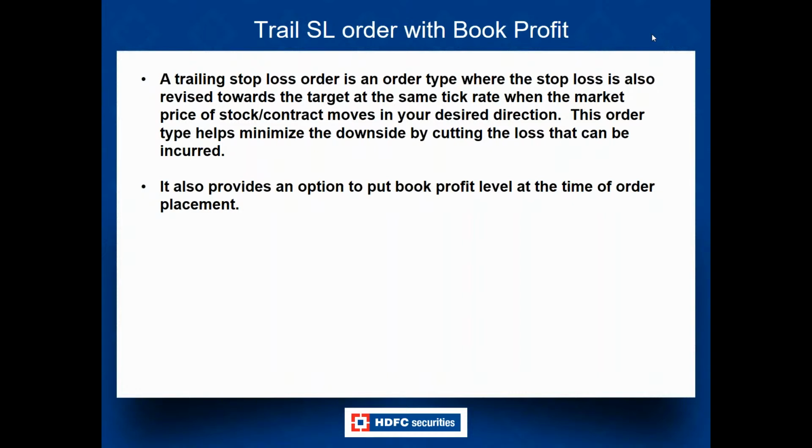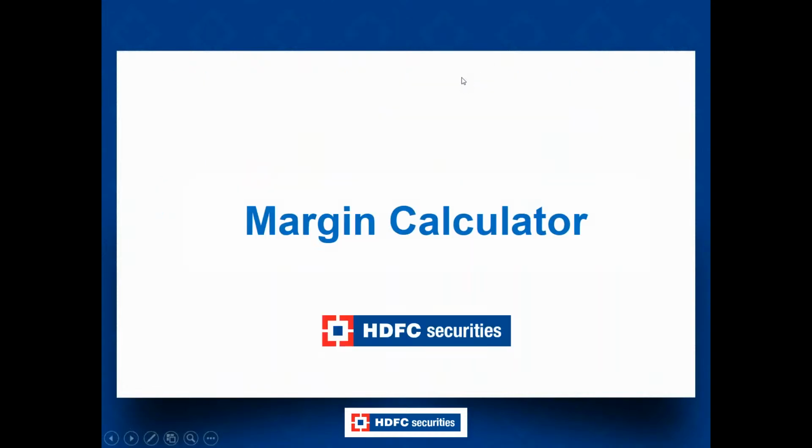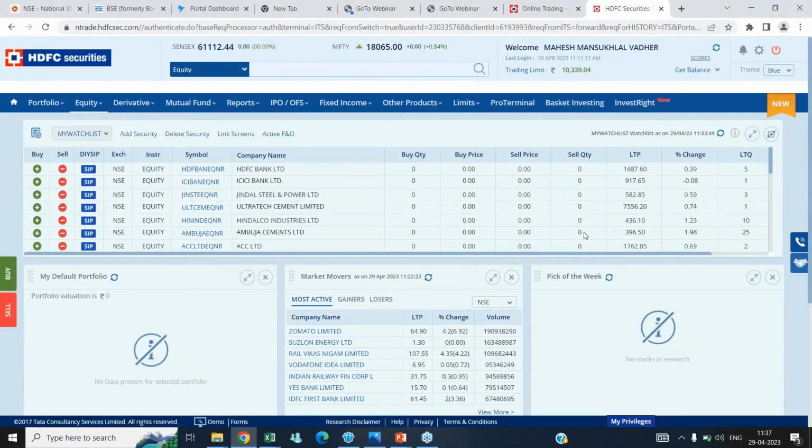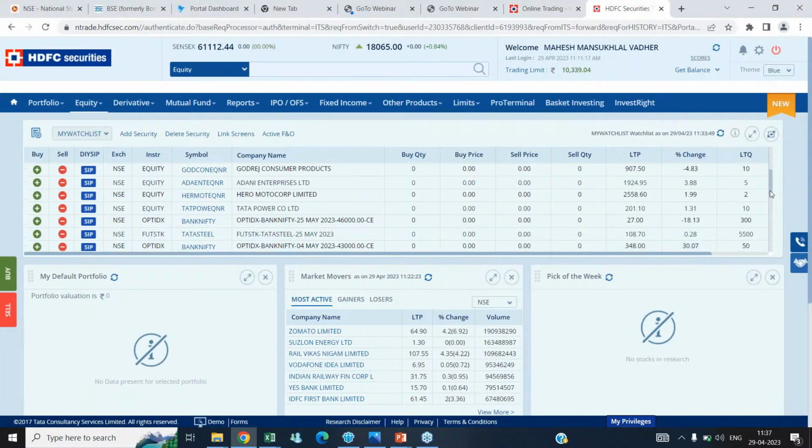This order helps you minimize the downside by cutting the loss that can be incurred, and it also provides an option to put a book profit level at the time of order placement. So let us understand how you can place a trailing stop loss order with book profit. This can be placed in N-Trade and Empowered only, and here you can place it in all the segments, that is index futures, index options, stock futures, and stock options.